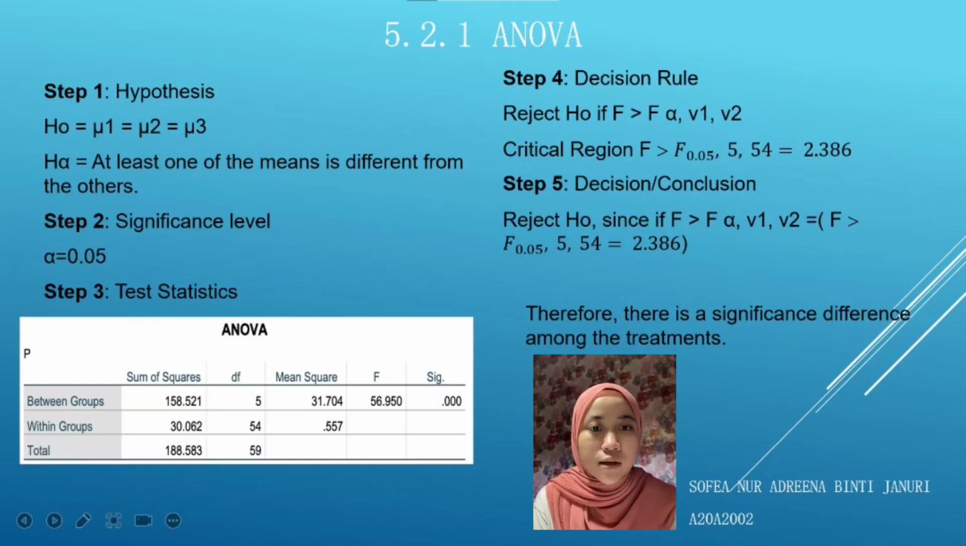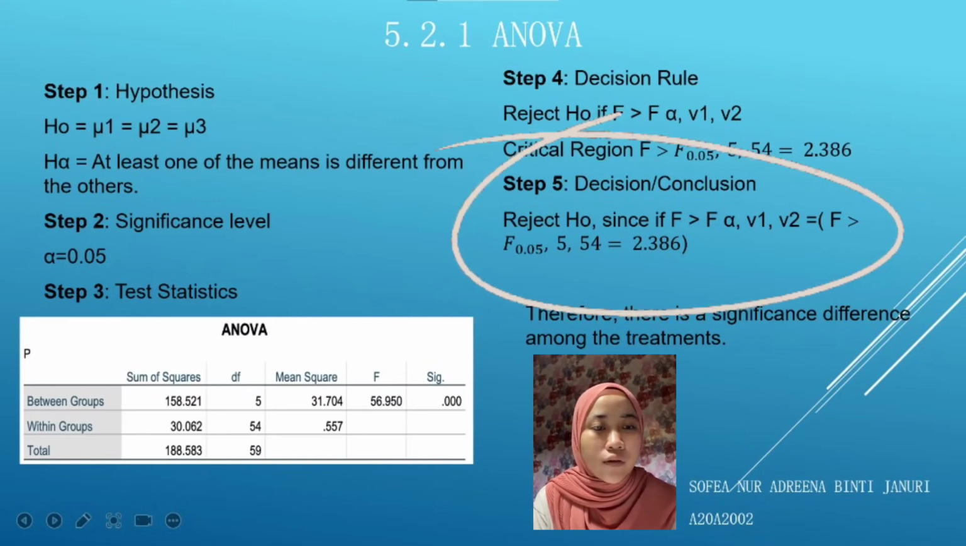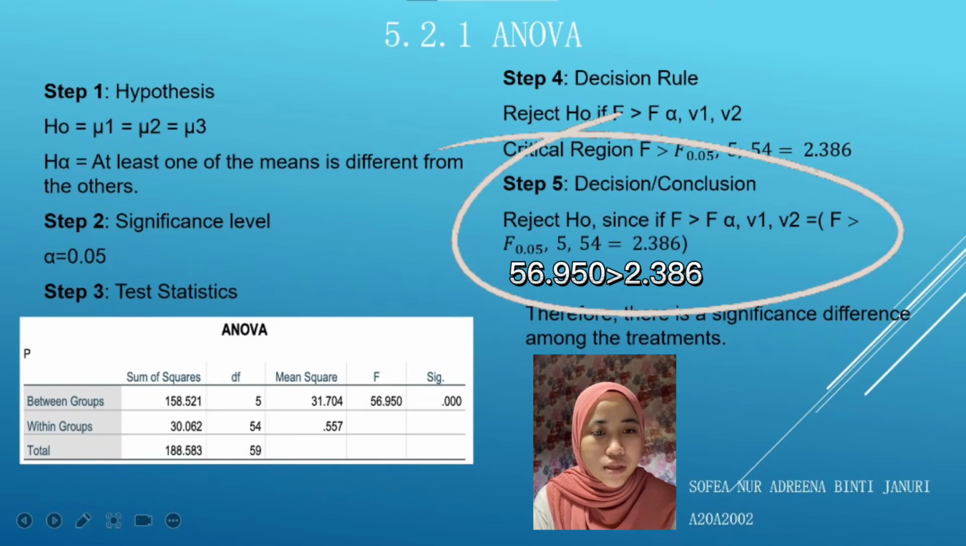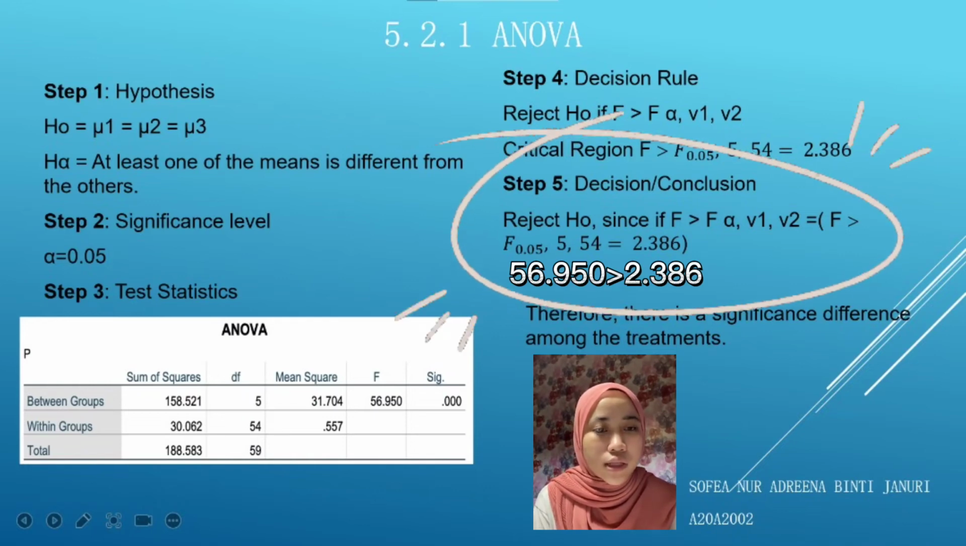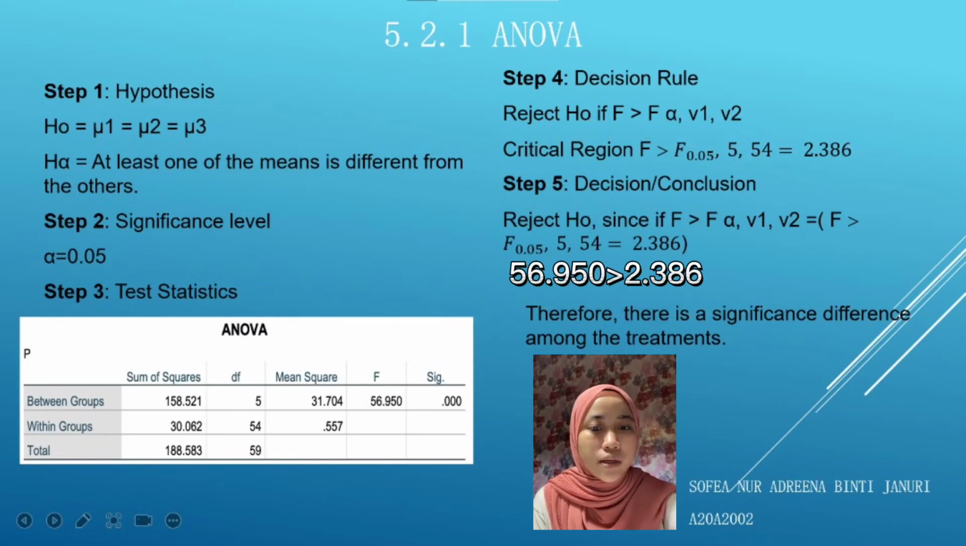Today I want to present 5.2 hypothesis testing. For the ANOVA test, as we can see at step 4, the decision rule is: we reject H null if F is greater than F alpha. We can see at step 3, F is 56.950. So at step 5 for decision, we reject H null since F is greater than F alpha, which is 56.950 greater than 2.386. Therefore, there is a significant difference among the treatments.